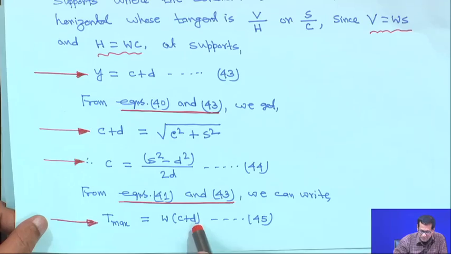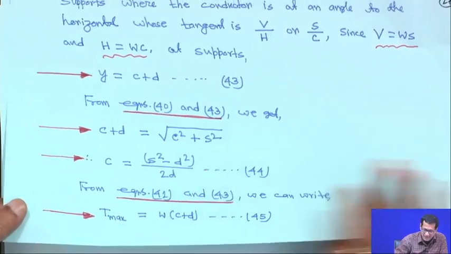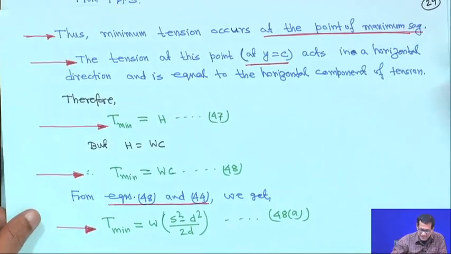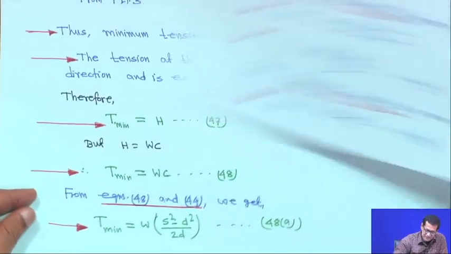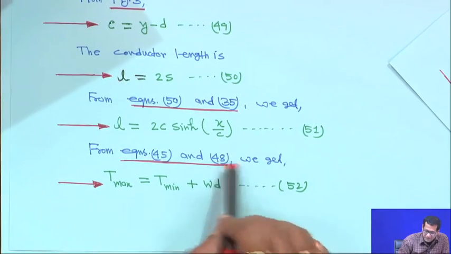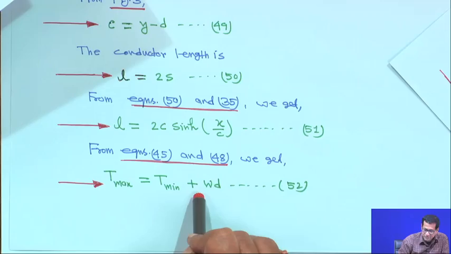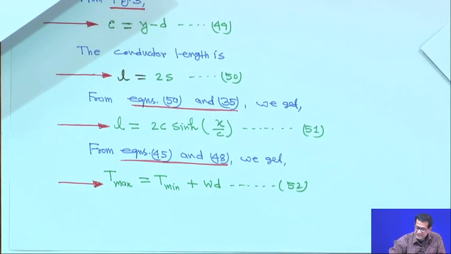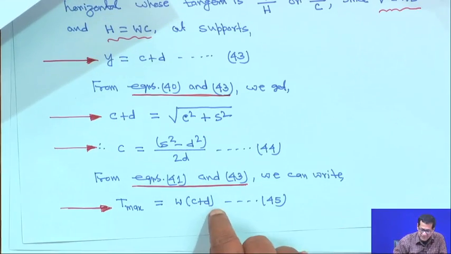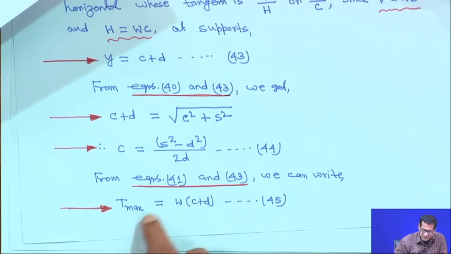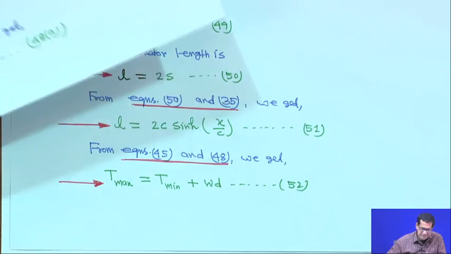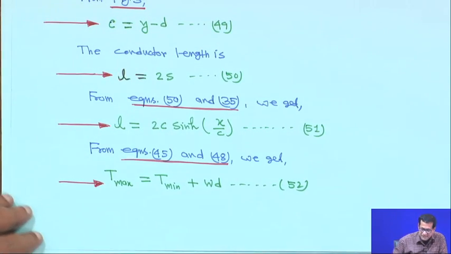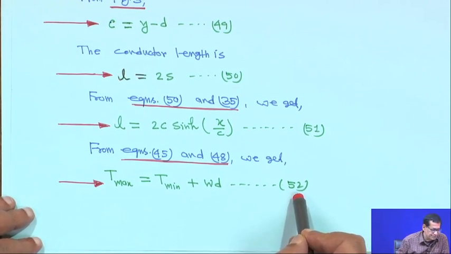From equation 45, T max is equal to W C plus W D actually, and T mean is equal to W C. Therefore, from equation 45 and 48, T max is equal to T mean plus W D, because T max is equal to W C plus W D and W C is equal to T mean. That is why we are making it that T max is equal to T mean plus W D. This is equation 52, right.